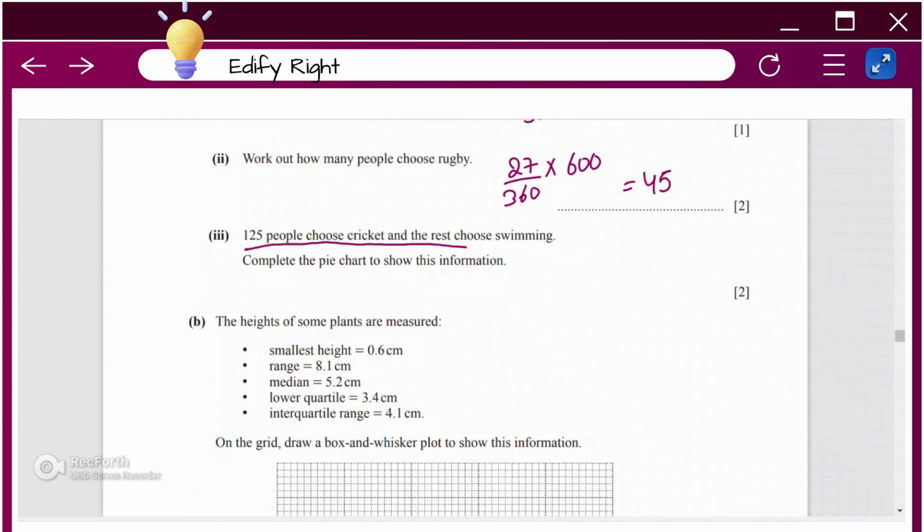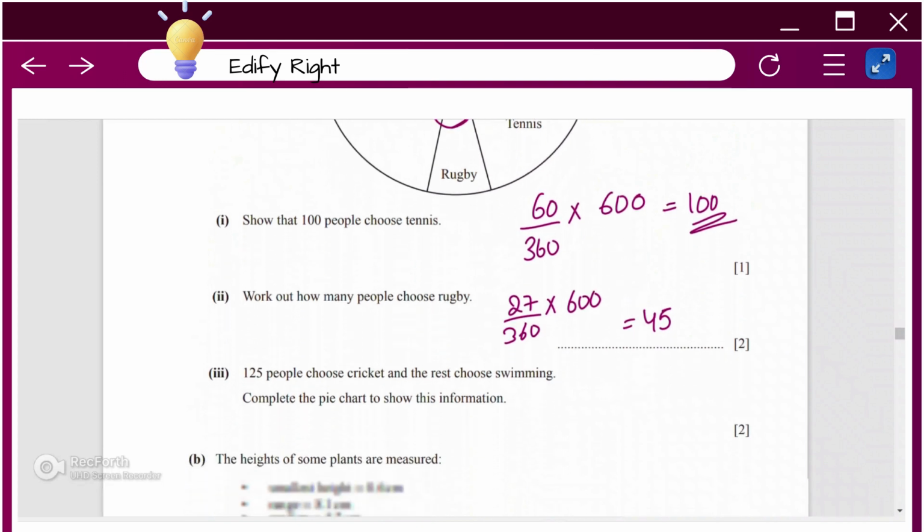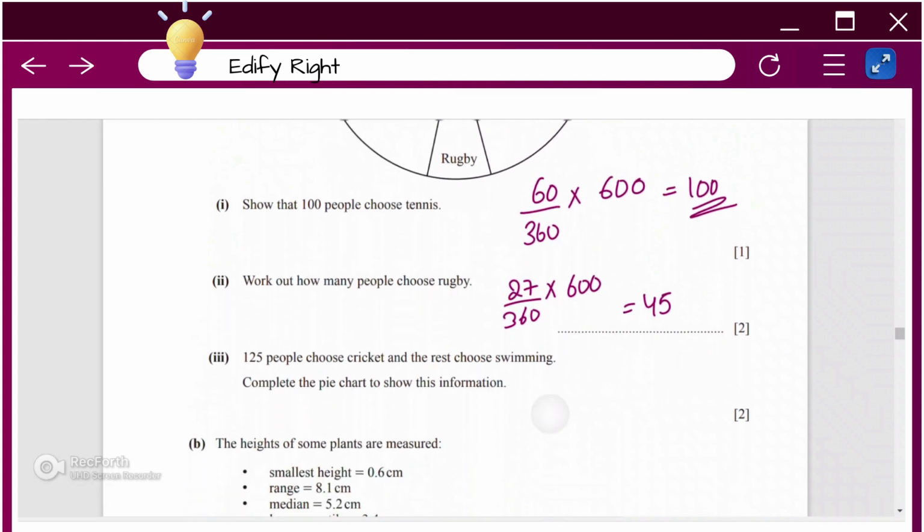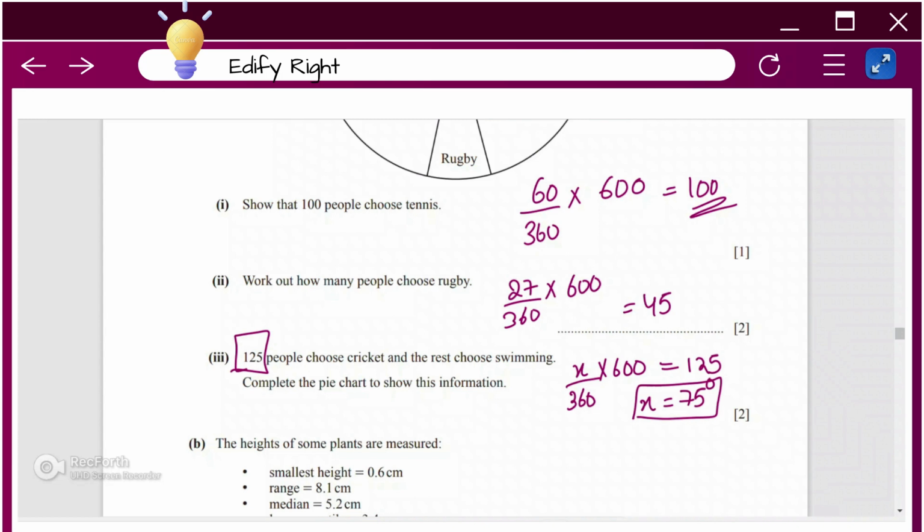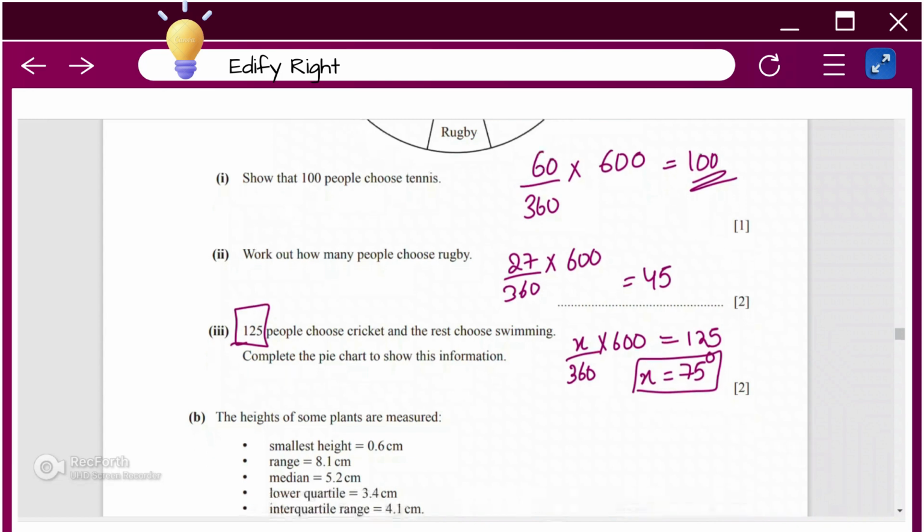Next, 125 people choose cricket and the rest choose swimming. Complete the pie chart to show this information. Alright. So let's say that the angle for cricket is x. So x by 360 into 600 should give me 125. And when you solve this, you get x equal to 75 degrees. So the angle for cricket should be 75.